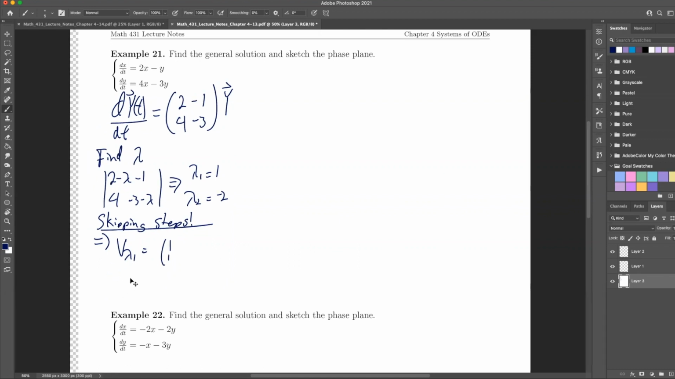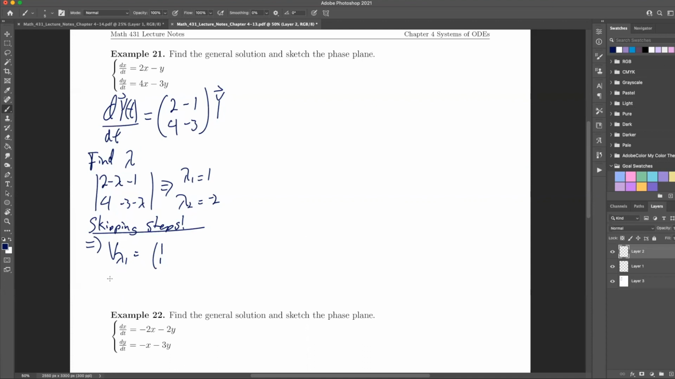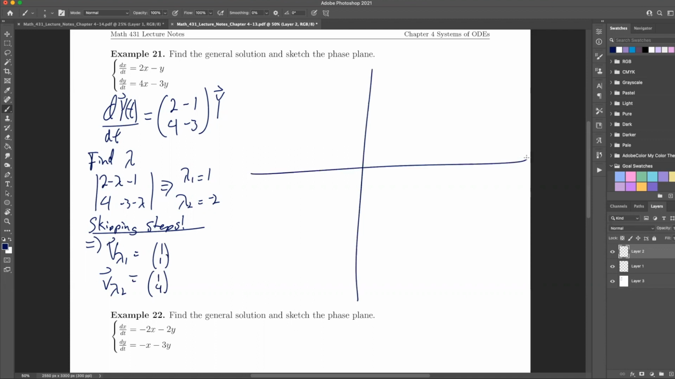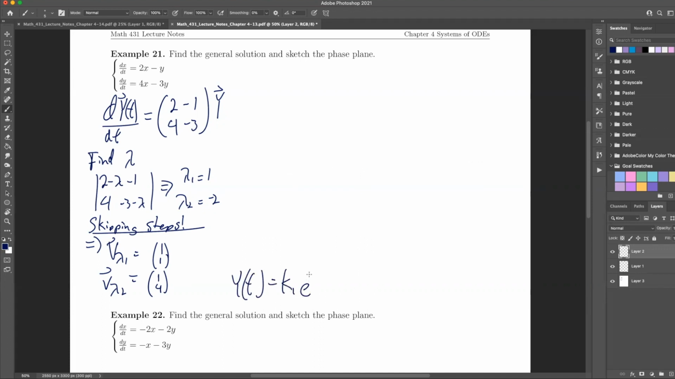v lambda 2 for this one is 1 and 4. All right, so let's sketch this real quick. Let's do the best we can. Oops, let me actually write in the solution. Let me put my solution down at the bottom. So my general solution here is k1 e to the t times [1, 1] plus k2 e to the minus 2t times [1, 4].